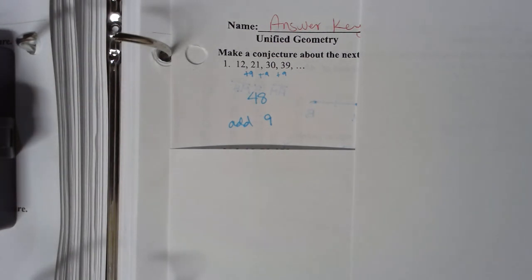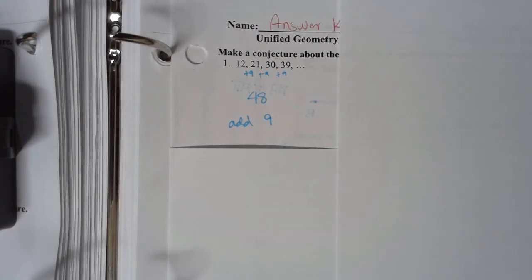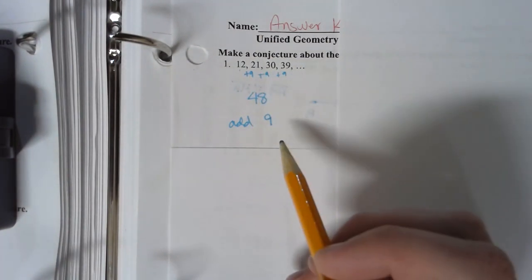All right, so the 3.1 worksheet. We're going to work through a couple of the problems to give you all an idea of how to work out these problems. So let's start with number one. My directions tell me to make a conjecture about the next term in each sequence and then find that next term. Okay, so number one, we have a sequence of 12, 21, 30, and 39.